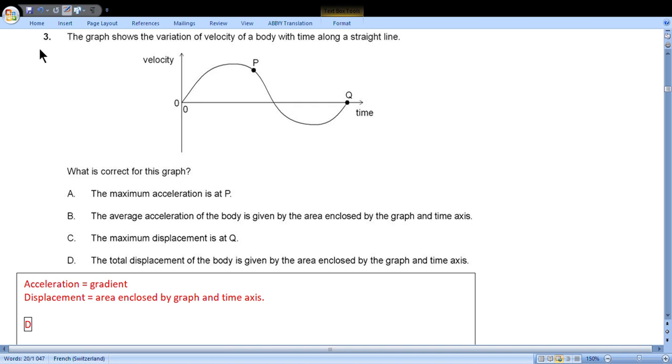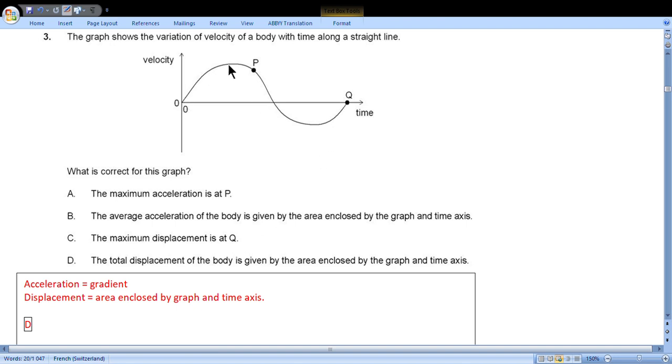Question 3. The graph shows the variation of velocity of a body with time along a straight line. What is correct for this graph? First of all, this is a velocity-time graph. For this graph, acceleration equals gradient, and displacement equals the area enclosed by the graph and the time axis. Let's check. A. The maximum acceleration is at P. No, maximum acceleration is somewhere here, where the tangent of the graph is the steepest. B. Average acceleration of the body is given by the area enclosed by the graph. Absolutely wrong. C. The maximum displacement is at Q.